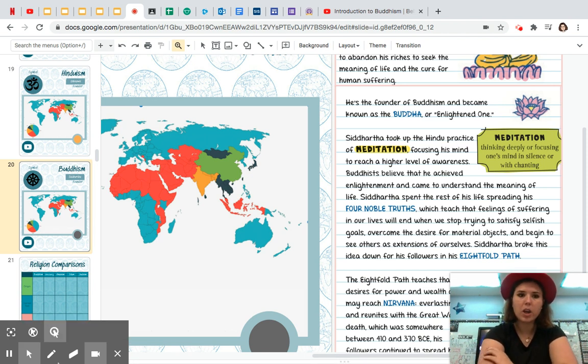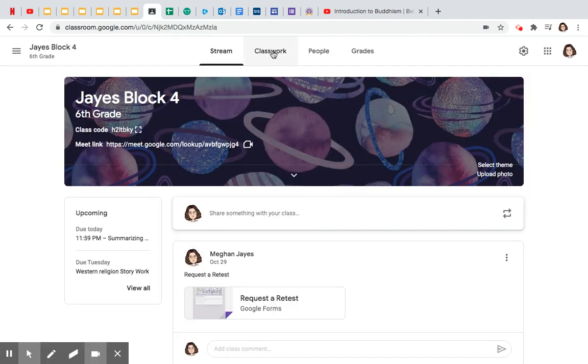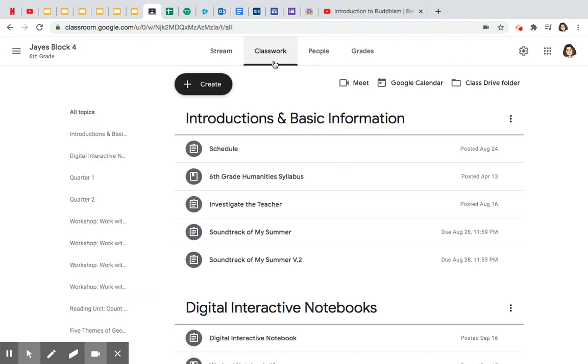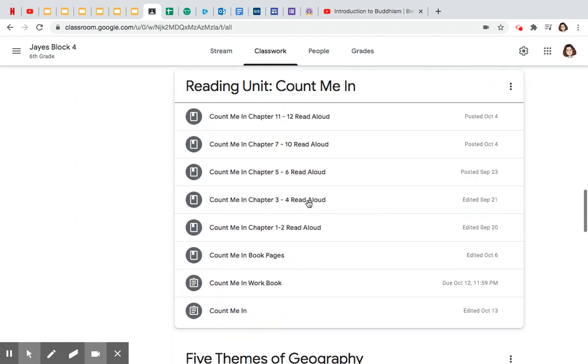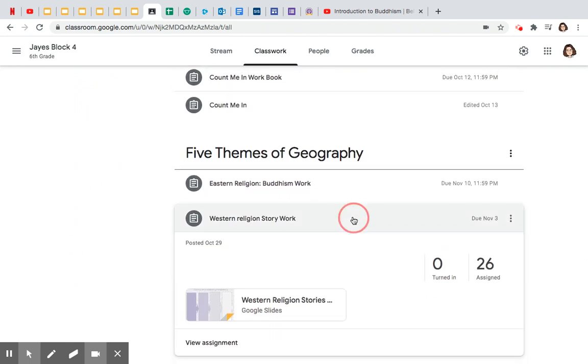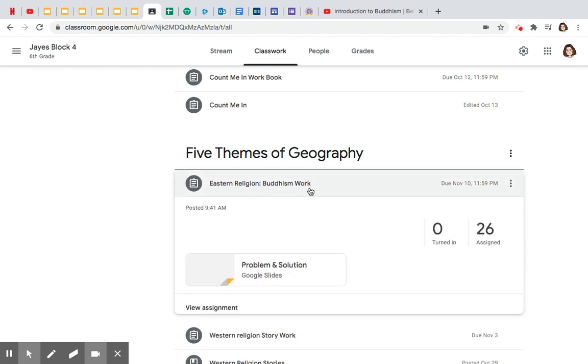The reason I went a little bit more in depth into the Four Noble Truths is because that is going to work with our problem and solution. So I would like you to go to Google Classroom, go to Classwork, go into the 5 themes of geography, and it says Eastern religion, Buddhism, work. Go ahead and click on that.